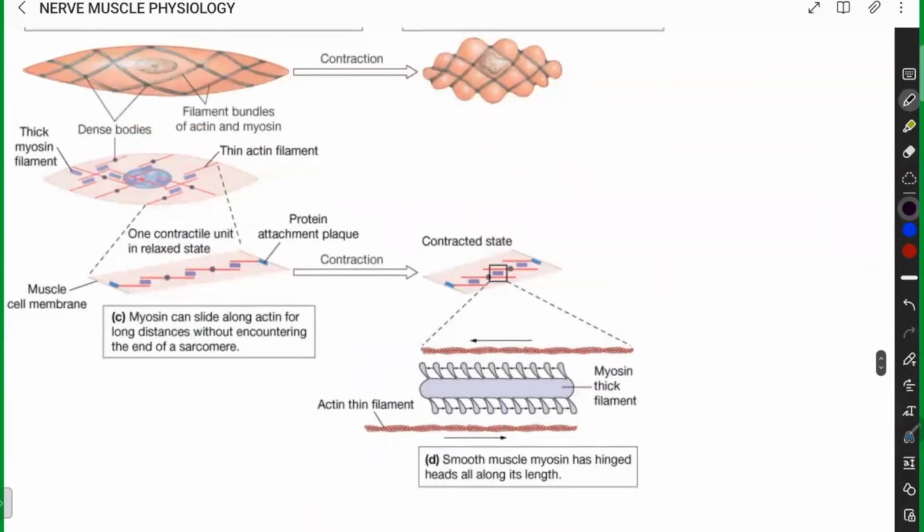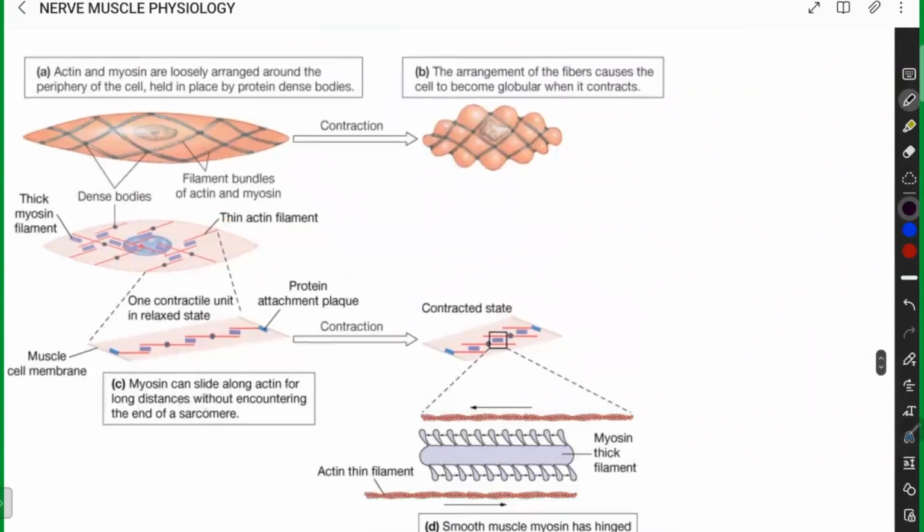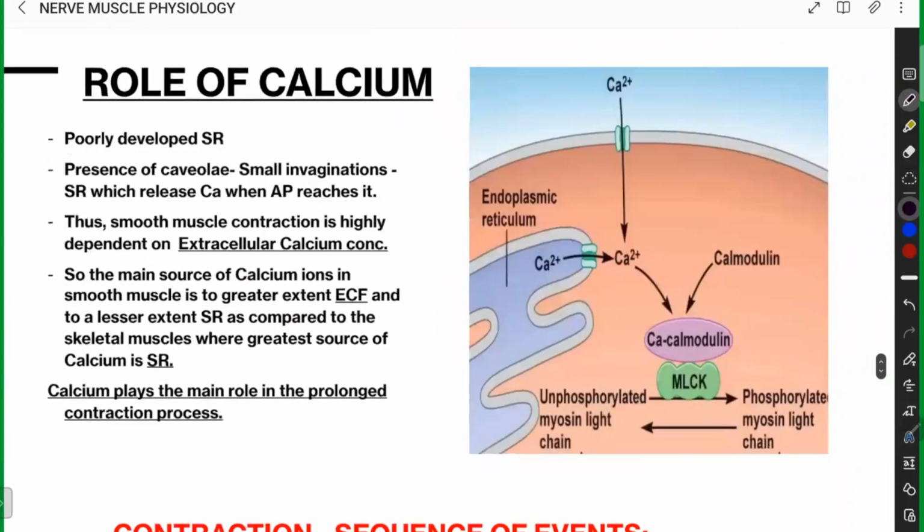Your myosin is going to slide along. So the actin and myosin are loosely arranged. Okay, myosin acts along a long distance. Smooth muscle myosin is inched along its head. So the calcium, there is a poorly developed sarcoplasmic reticulum. So if the sarcoplasmic reticulum is poorly developed, smooth muscle contraction is highly dependent on the extracellular calcium concentration.